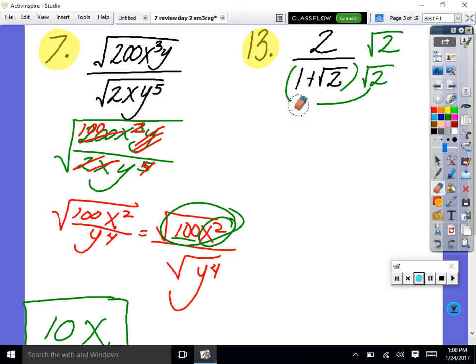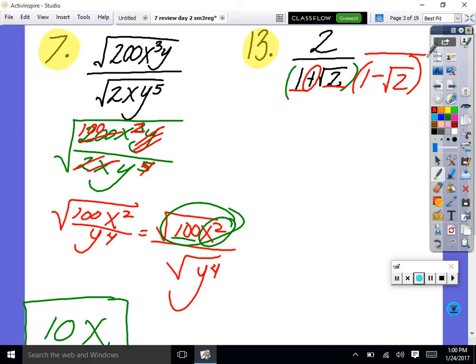How do you fix something with a radical on bottom with 2 terms? Conjugate. Love the word conjugate. Way to go. So we're going to multiply by the conjugate, which means same term, change a sign in between. 1 minus the square root of 2. You do it to the bottom, you have to do it to the top, otherwise you've changed the problem. So now there's 2 terms, so you need parentheses.